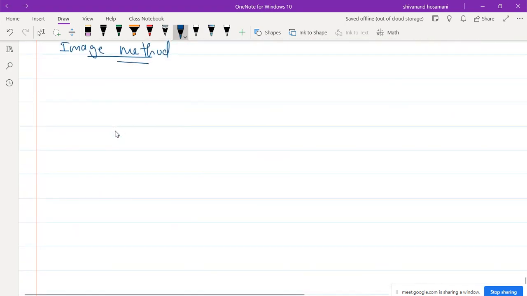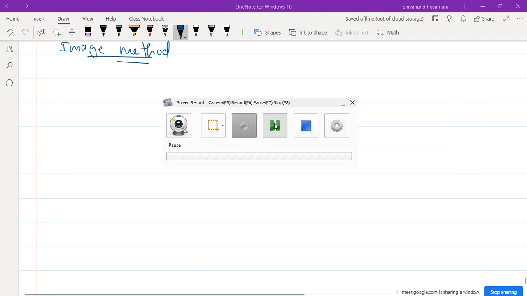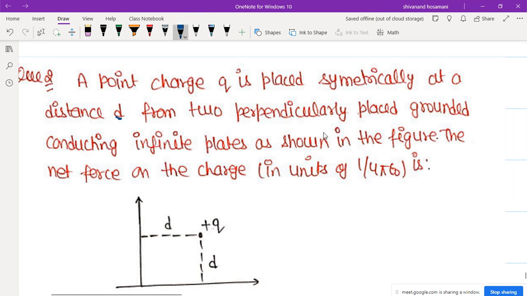So let us take this image method. A point charge q is placed symmetrically at a distance d from two perpendicularly placed grounded conducting infinite plates.